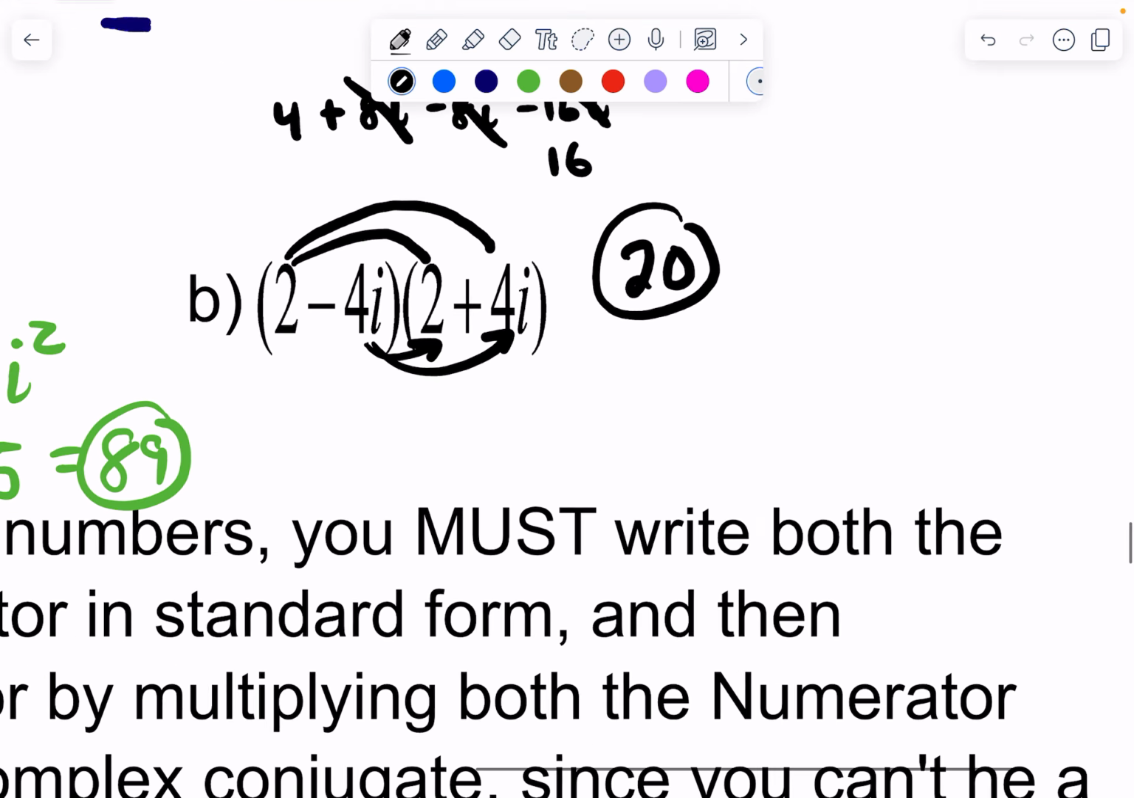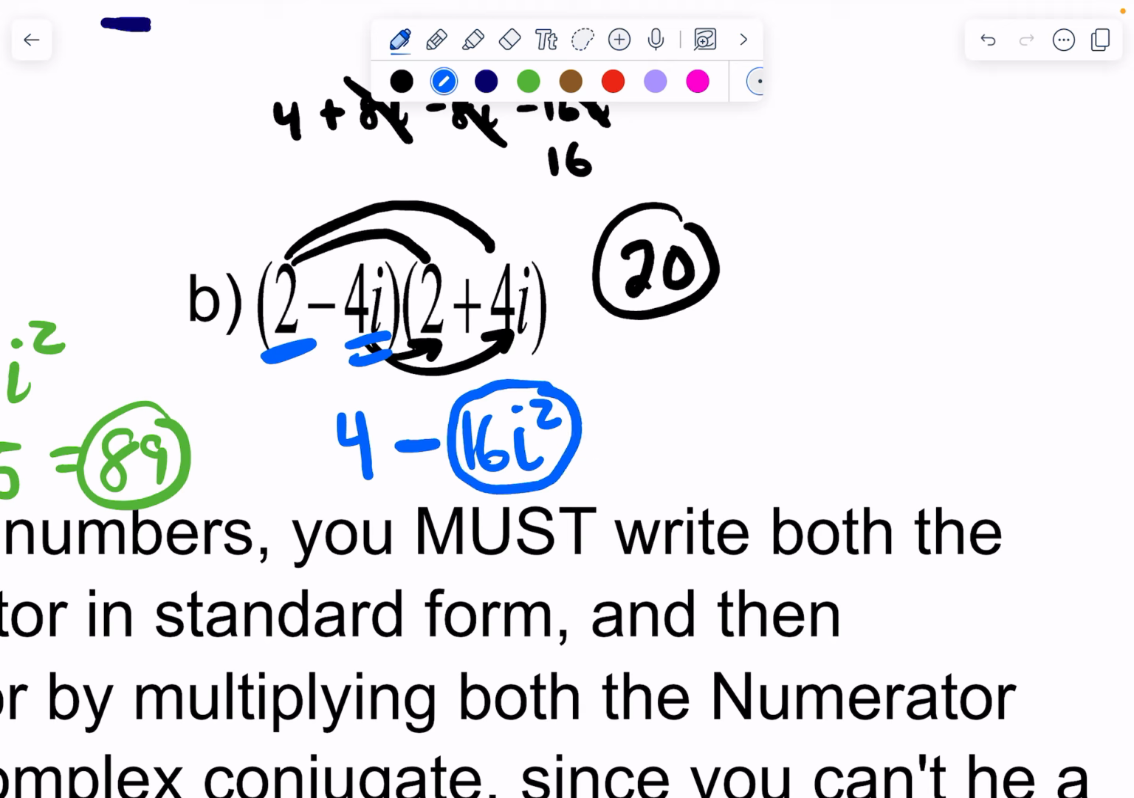Now let's do this, in my opinion, the more efficient way. First term squared, 2 squared is 4. Minus second term squared, 4i squared is 16i squared. The 16i squared becomes negative 16 times a negative. That's 4 plus 16, which equals 20.